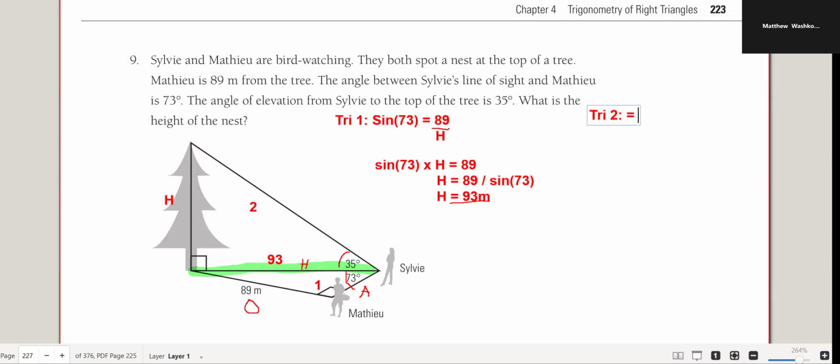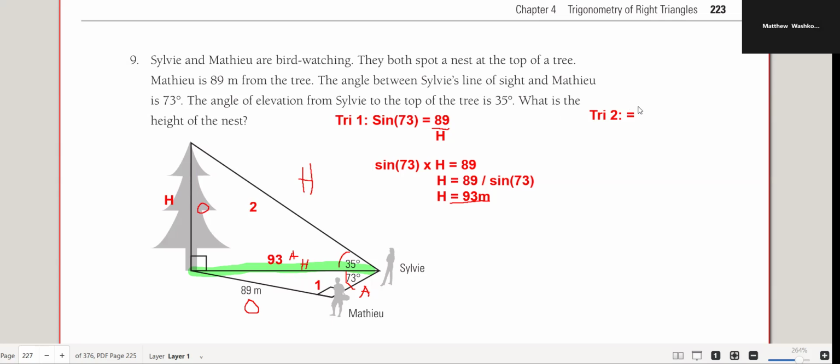I know it says H here, that's the height of the tree, but I'm trying to find the opposite side of this triangle, and I'm using the adjacent side, right? Remember, these labels were relevant to triangle one before, but now I'm doing triangle two. It's its own different thing. It has its own different labels. Just because this line, the green line, was the hypotenuse for triangle one, does not mean it's the hypotenuse for triangle two. So triangle two, I'm trying to find O, and I have an H.